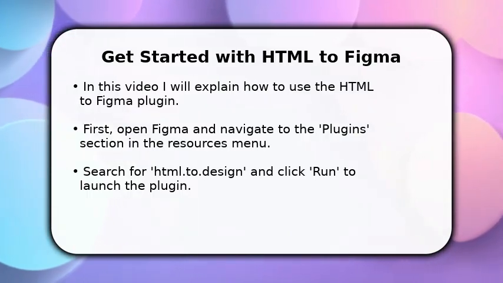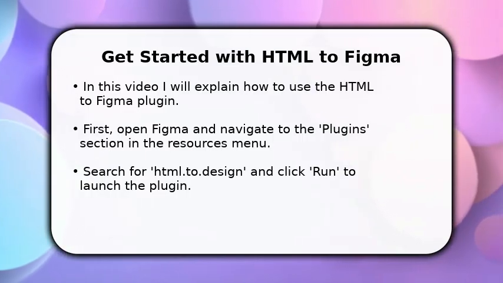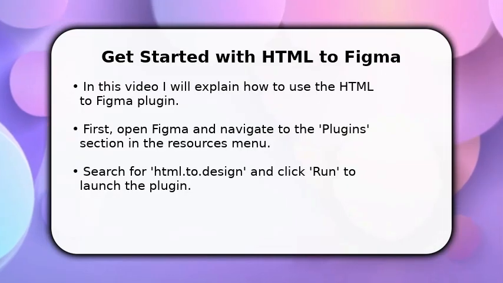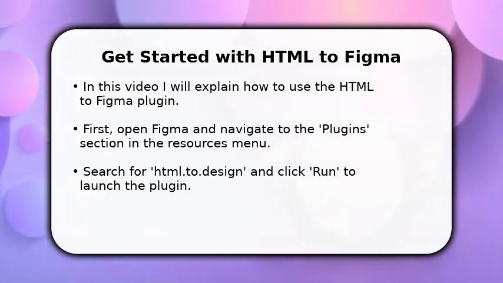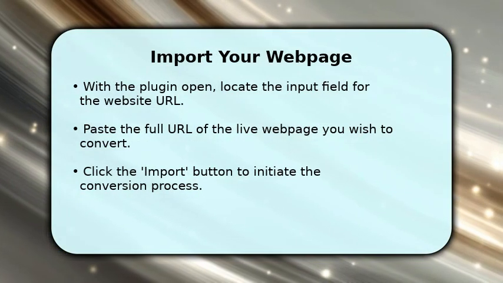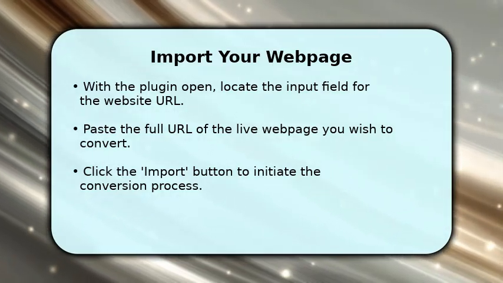To begin, open your Figma application and locate the Resources menu at the top. From there, select Plugins and search for HTML 2 design. Once found, simply click Run to launch the plugin. This powerful tool will save you countless hours by transforming existing web content into fully editable design files, ready for your creative touch.